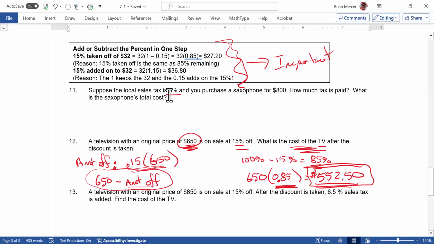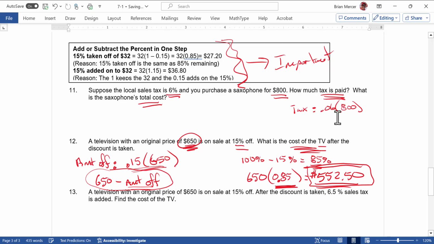So as you look at any of these, and I won't do the answer, but just to make a point, sales tax is 6%, saxophone is $800. How much tax is paid? What is the total cost? So to know the tax, that is 6%, so 0.06, 6% of 800. So that's the tax.